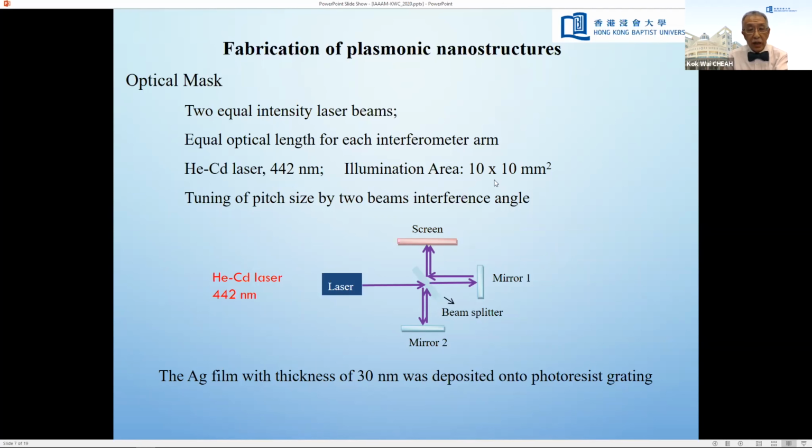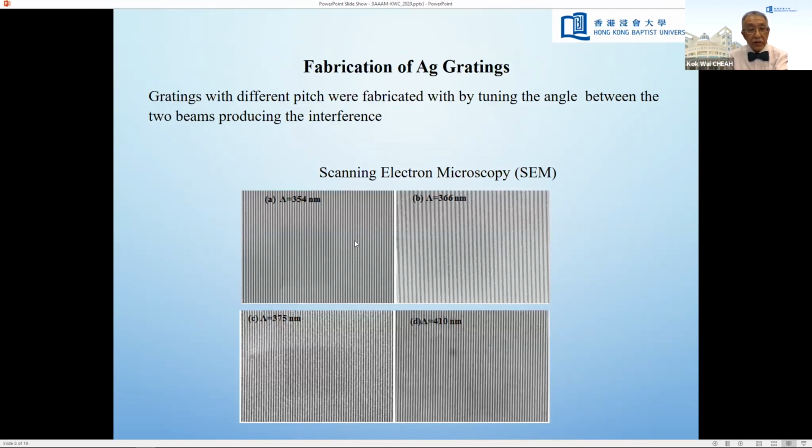Now the area is quite large. It's about 1 by 1 centimeter square. Oh no, sorry, it's 0.1, so it's 10 by 10 millimeter square. So this is the interference. Using the interference, we can have different periodicities, which gives us a much quicker way of making this grating. Although it's one-dimensional, we can change the periodicity from 354 to 410 nanometers, which gives us a certain amount of flexibility as well as a larger area for measurement.